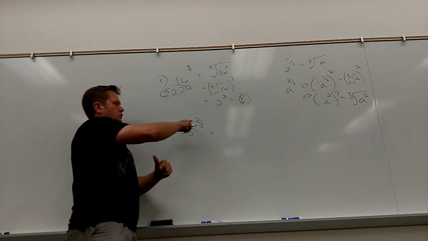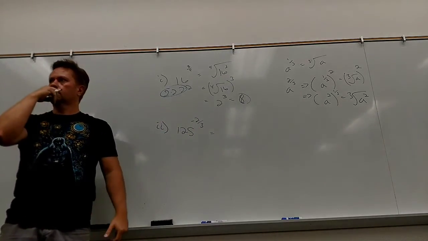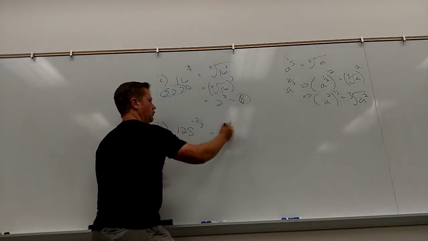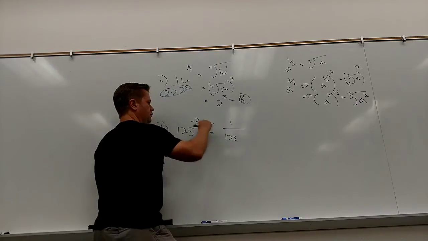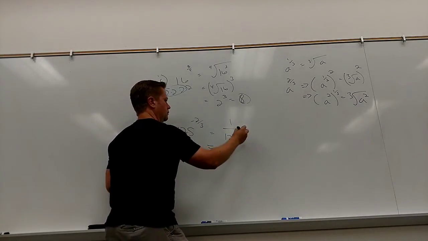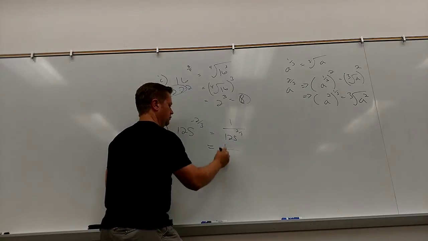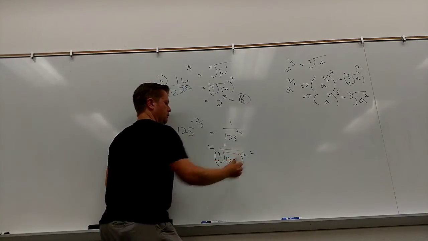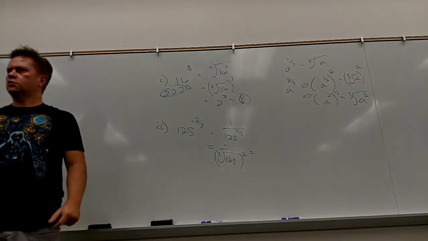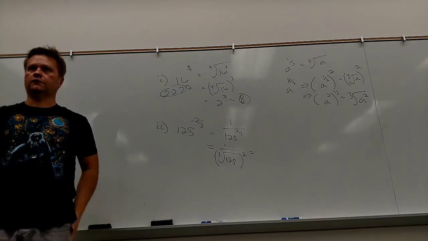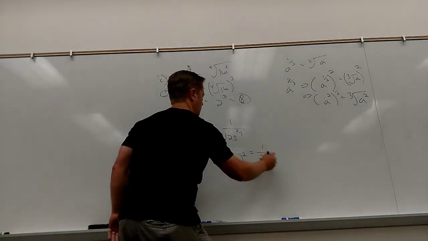Well, the first thing I would do is take the negative out of the way. So how would I rewrite this to be 1 over 125 to the 2/3? And then what's the root? So the cube root of 125 to the 2nd power. This you should know. The cube root of 125 is 5. Squared is 25. Bam.